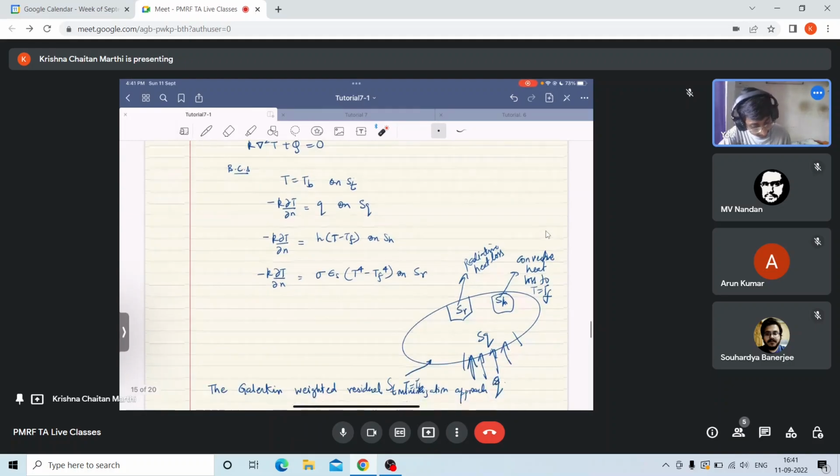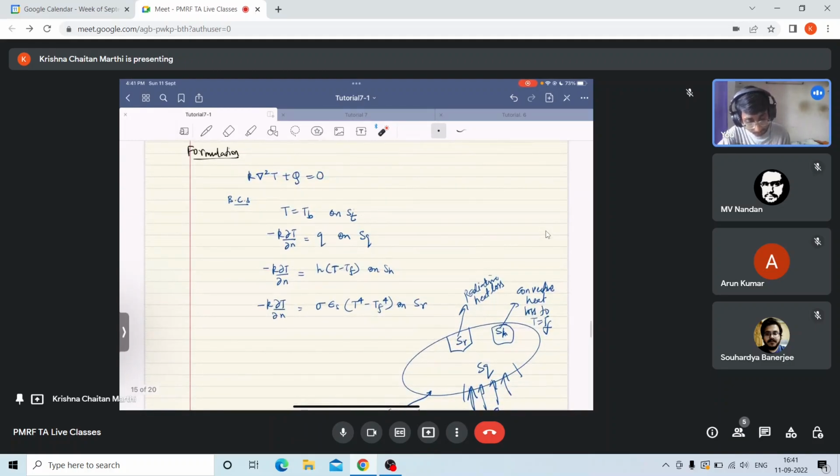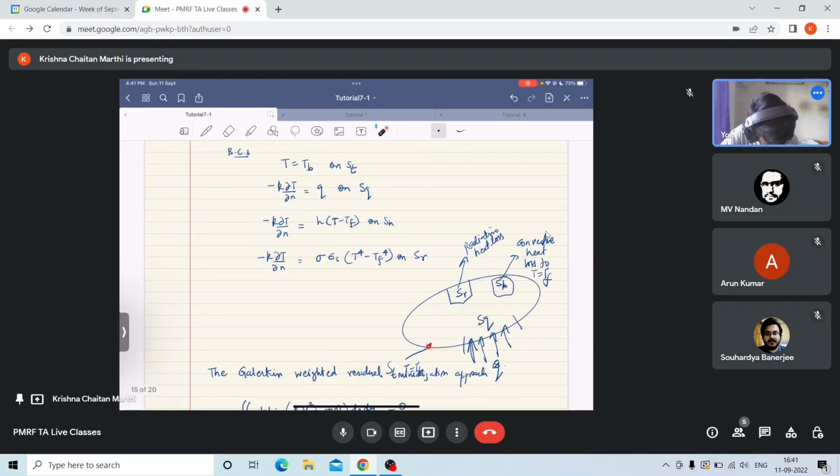So let us formulate a problem. Let us say we have a steady state heat conduction problem, which is K times nabla square T plus Q equal to 0, with the boundary condition T equal to TB on ST. Let us say this location is my ST. Here I have a Dirichlet type of boundary condition. On the SQ surface I have constant heat flux, so this will be minus K del T by del N equal to Q.